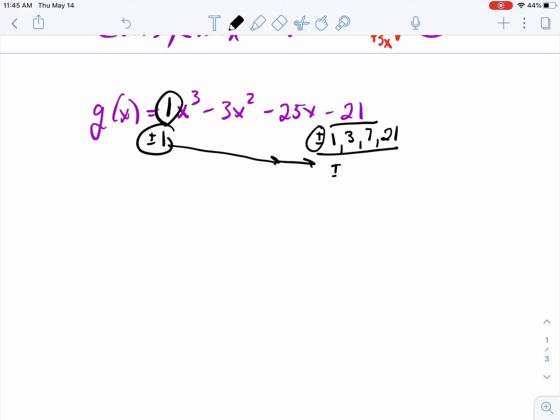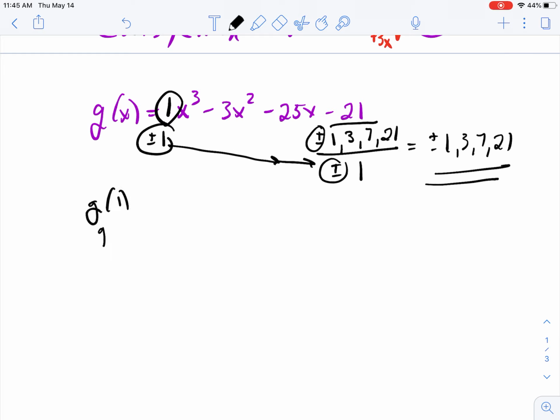Therefore, if I take this value and divide it out, plus or minus 1, I would get plus or minus 1, 3, 7, and 21. Those would be the possible ones that might work. So what we want to do here is we don't want to divide out all these. So what you need to do is use your calculator on your phone, or you can just do it up here and just plug in, say, g of 1, g of negative 1.